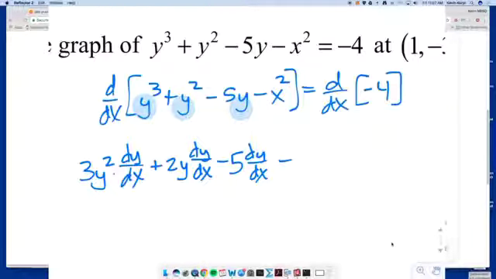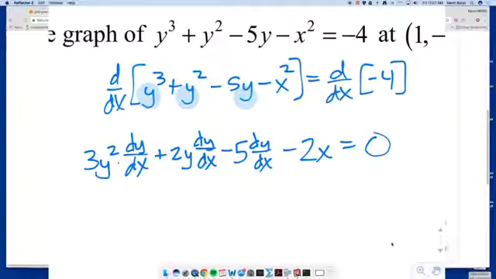Minus the derivative of x squared is 2x times dx. Do we want to write it? Go ahead. I'm not going to. We don't need to, but you certainly can. And on the right-hand side, the derivative of -4 with respect to x is just 0. Constants don't change. So their measure of change is always 0.